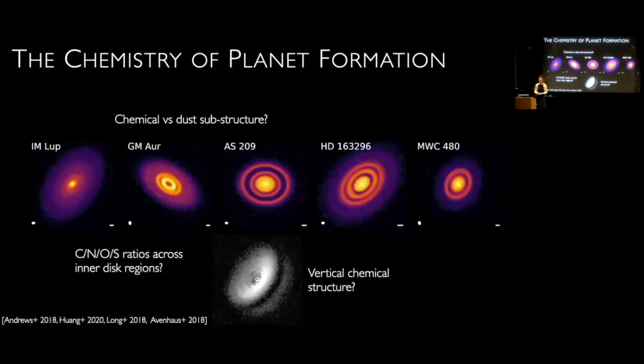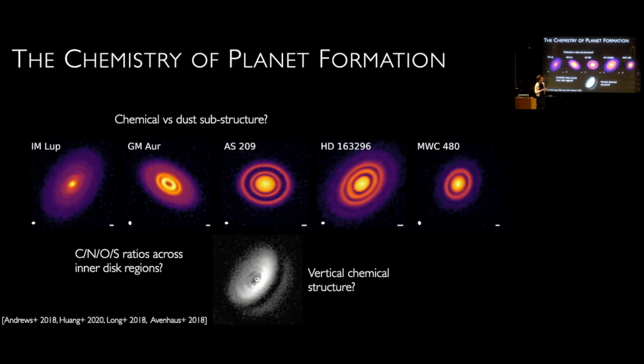The third question was, what does the vertical structure of these disks look like? So this image here is not from our program. This is a scattered light image showing the infrared scattered light, which traces the micron-sized particles in disks. And we think the gas and the micron-sized particles are distributed approximately the same way.